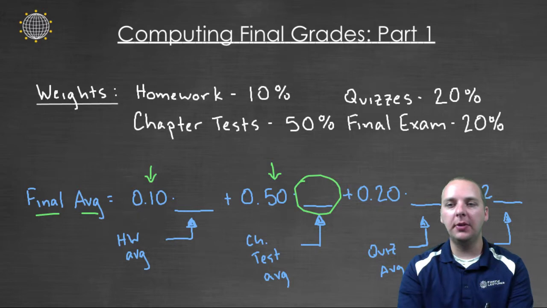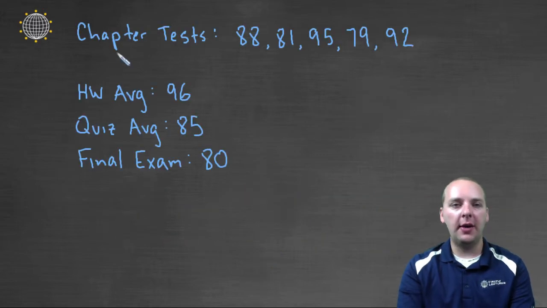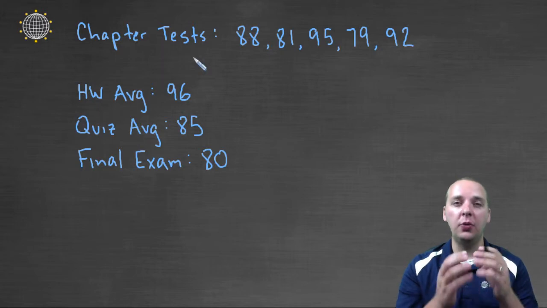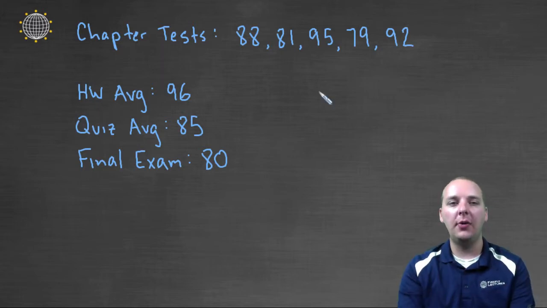So let's try an example. Let's see how we do. So here we have some chapter tests. So it's 5 chapter tests where the student scored an 88, an 81, a 95, a 79, and a 92. So the first thing we need right off the bat is his chapter test average. So I need one number that represents how he did with the chapter test.